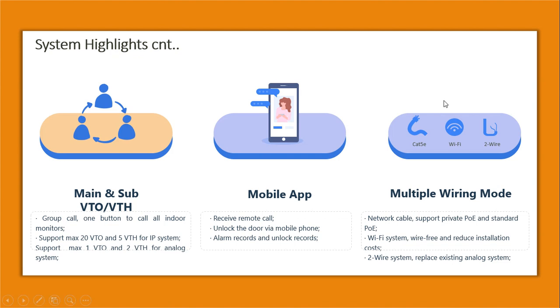We provide multiple wiring modes. Cat5e is the standard; you can also use Cat6 or Cat7. We have a Wi-Fi based video Villa intercom configuration, which is purely wireless, and we have two-wire. For two-wire, we have analog and also a digital one. I'm going to show you in the video as we proceed.